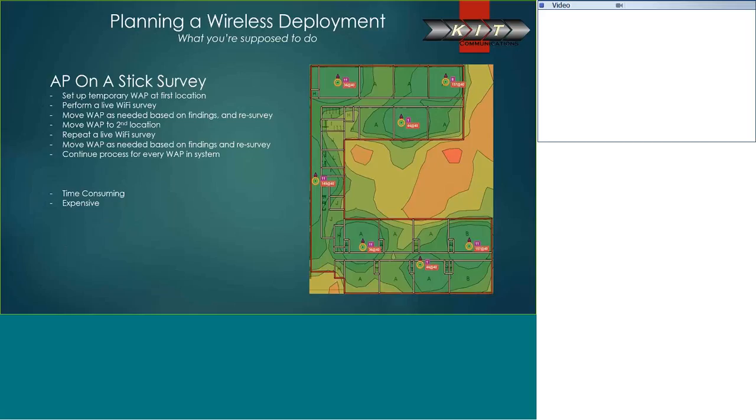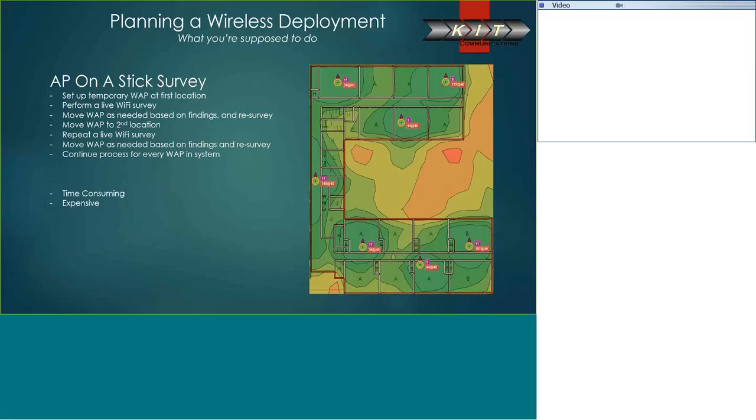One type of survey is an AP on a stick. An AP on a stick is basically we take an AP, we put it on a tripod, and we move it throughout your facility, and we measure the air to see how that signal is propagating throughout your facility.